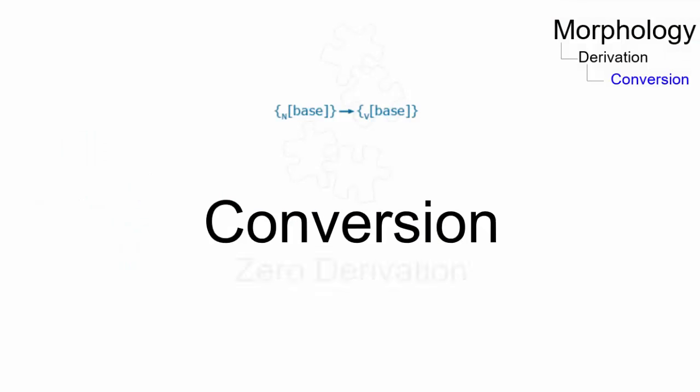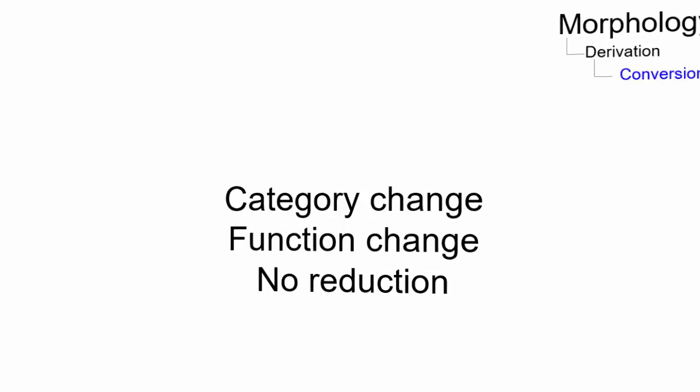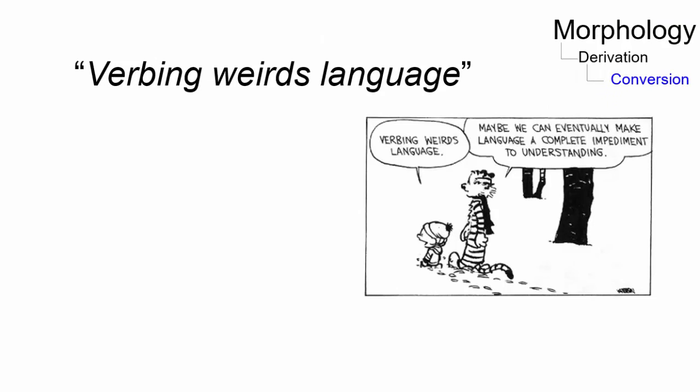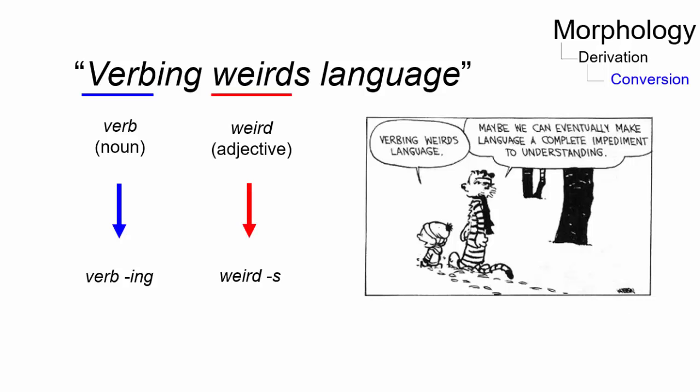Conversion, also known as zero derivation, is a type of word formation in which the category and the function of a word change without any reduction. Bill Watterson coined the phrase "verbing weirds language" in his daily comic strip Calvin and Hobbes. This quote demonstrates the conversion of the noun "verb" and the adjective "weird."